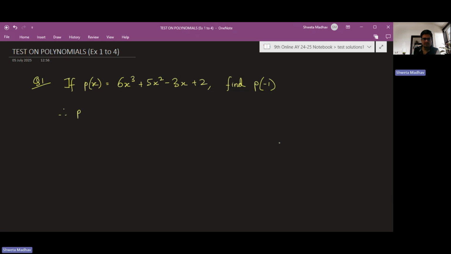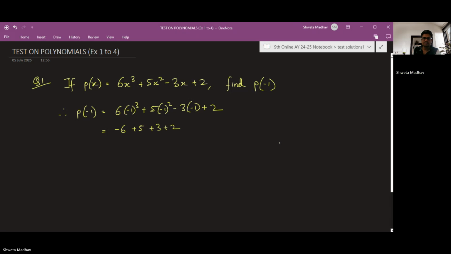So therefore, p of minus 1 means that in place of x, we have to put minus 1. So this will be equal to 6 into minus 1 power 3 plus 5 into minus 1 whole square minus 3 into minus 1 plus 2. So this will be equal to minus 6 plus 5 plus 3 plus 2. So this will be equal to minus 6 plus 10. So this will be equal to 4. So 4 is the answer.